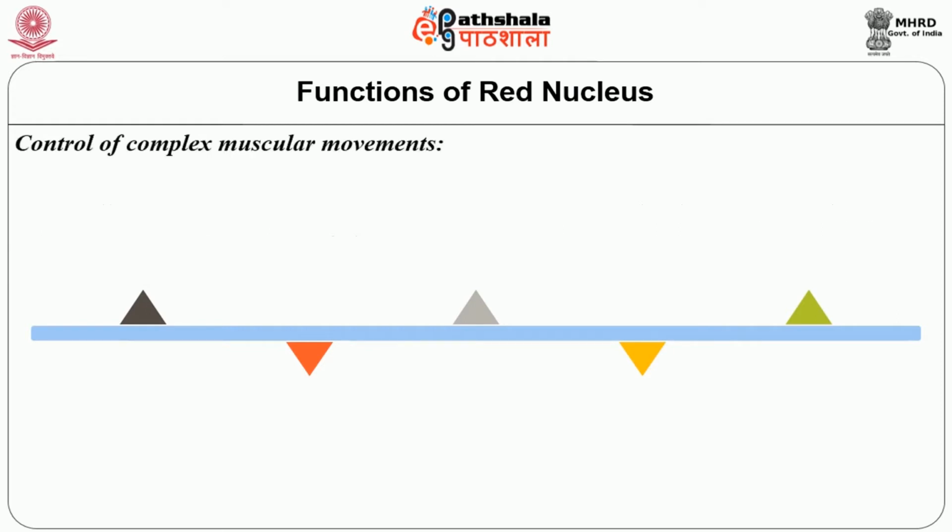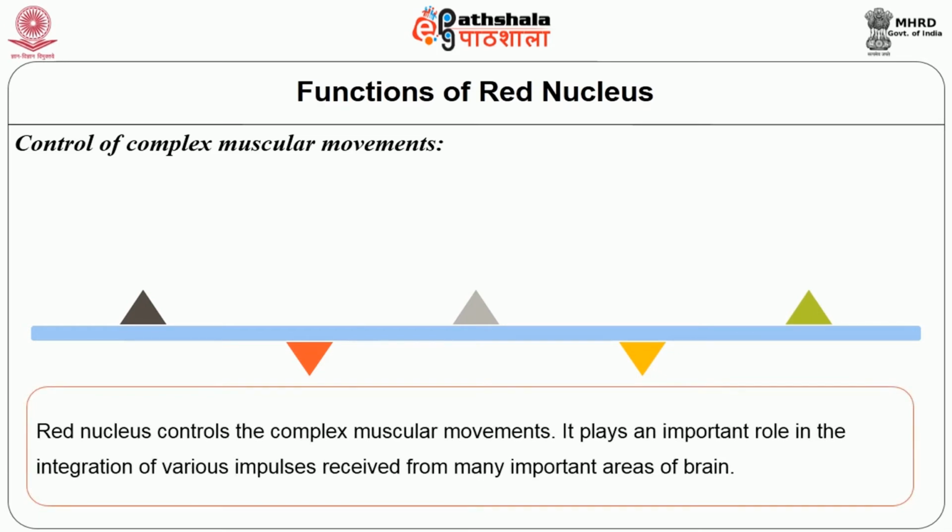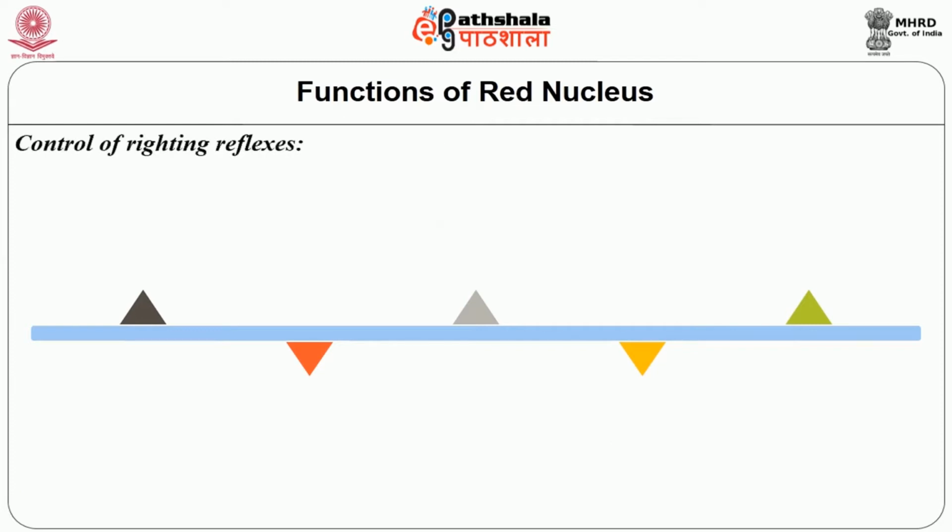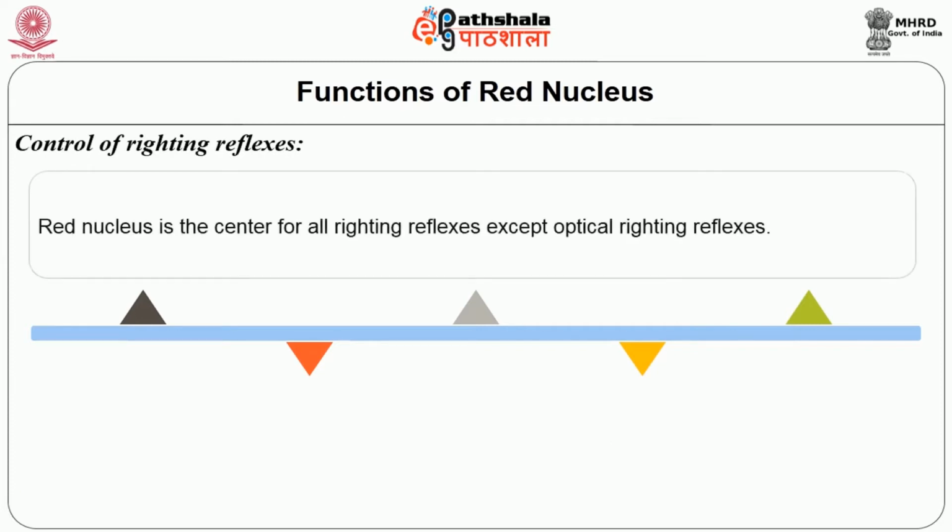Second one is control of complex muscular movements. The red nucleus controls the complex muscular movements and it plays an important role in the integration of various impulses received from many important areas of the brain. It controls the righting reflexes.